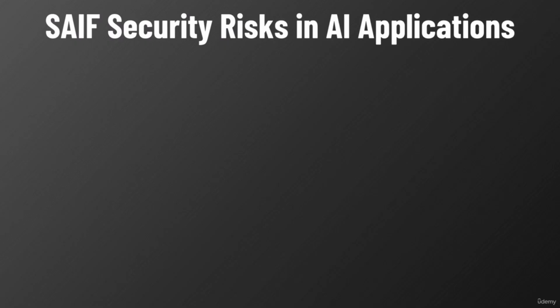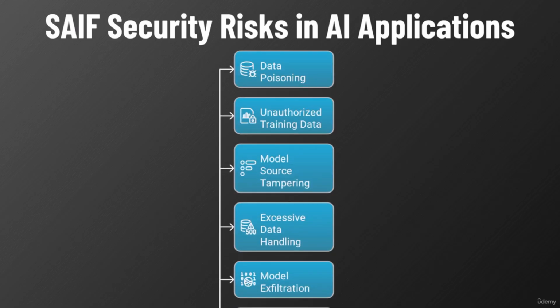Just like OWASP's Top 10, the SAIF framework outlines specific security risks that can emerge in AI applications. While many of these risks overlap with those found in OWASP's ML and LLM Top 10, SAIF presents them within a broader, more holistic context. Data poisoning. Attackers inject malicious or deceptive data into the training set, degrading model accuracy or embedding hidden backdoors. Unauthorized training data. Models are trained on data obtained without proper consent or authorization, leading to legal and ethical concerns.